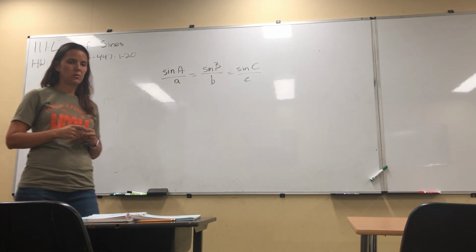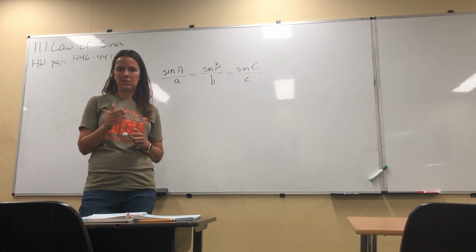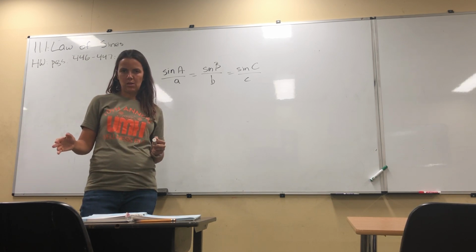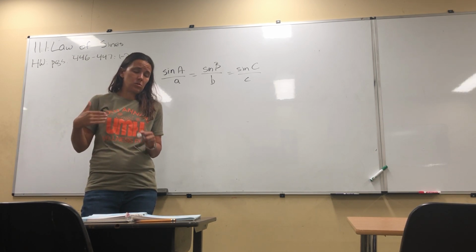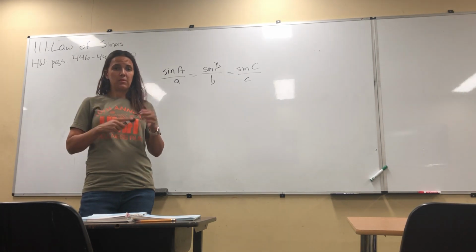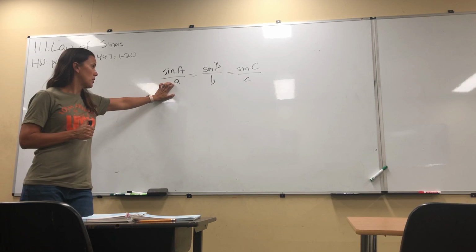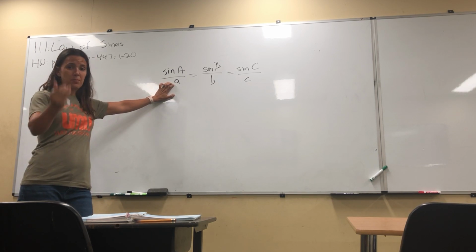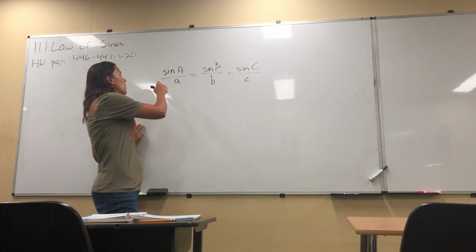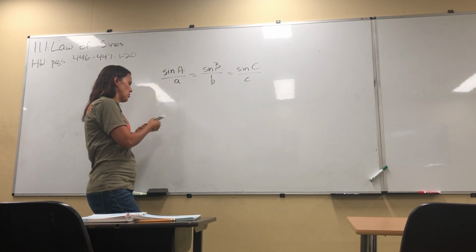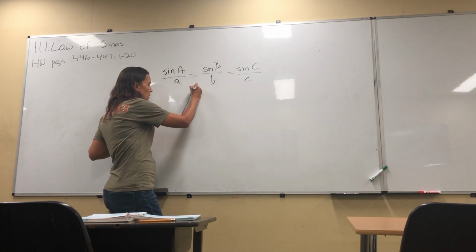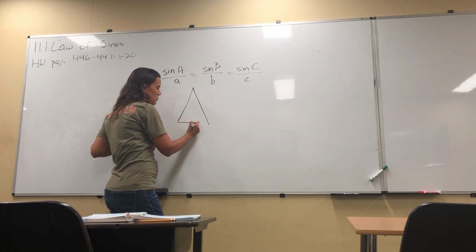Again, you can read page 442 if you want to see why that's true. I don't really care about proofs. None of you need to really know why it's true. It just is. Remember that we write the angle in capital and the lowercase letter is the length of the side opposite that angle. So let's draw a triangle, and this works whether your triangle is a right triangle or not.